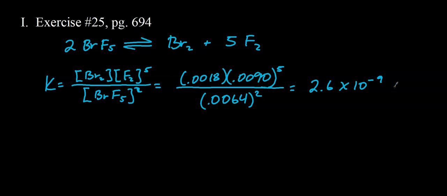All right, follow-up question. Based on the value of K, is this reaction reactants favored or products favored? What is favored at equilibrium, reactants or products? Go ahead and answer that now. All right, since the value of Kc is much less than 1, then we can conclude that the reactants are favored at equilibrium, meaning there's a lot more reactants at equilibrium than there are products.